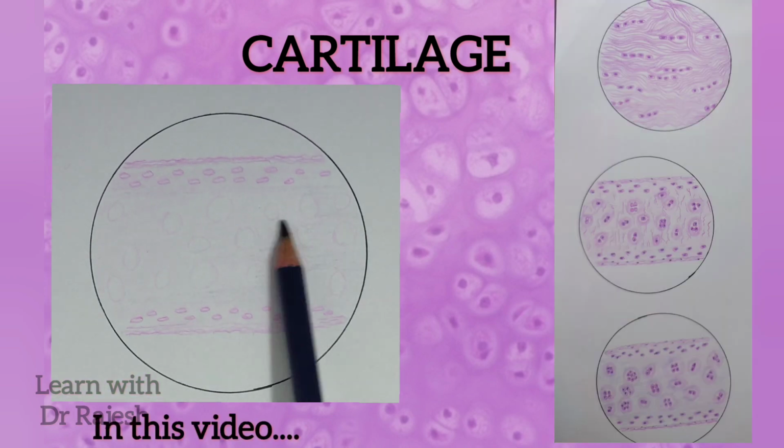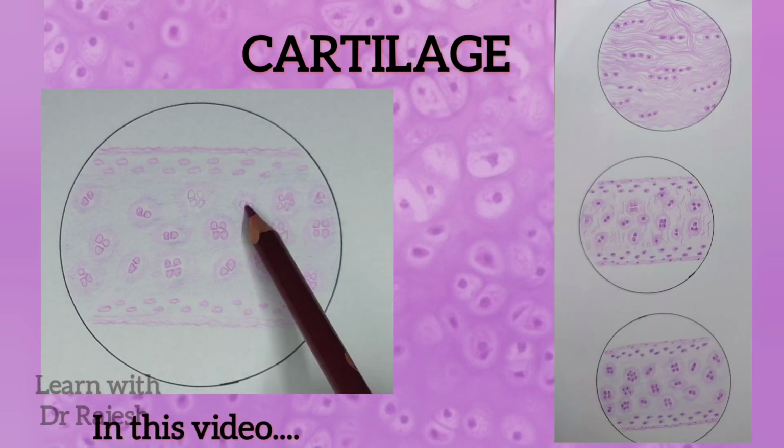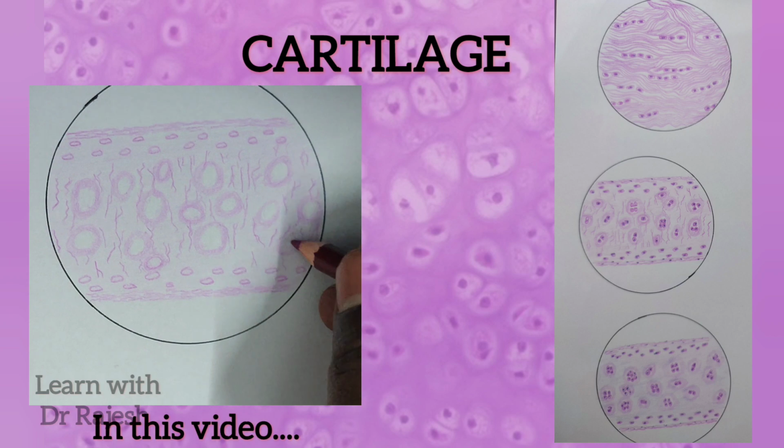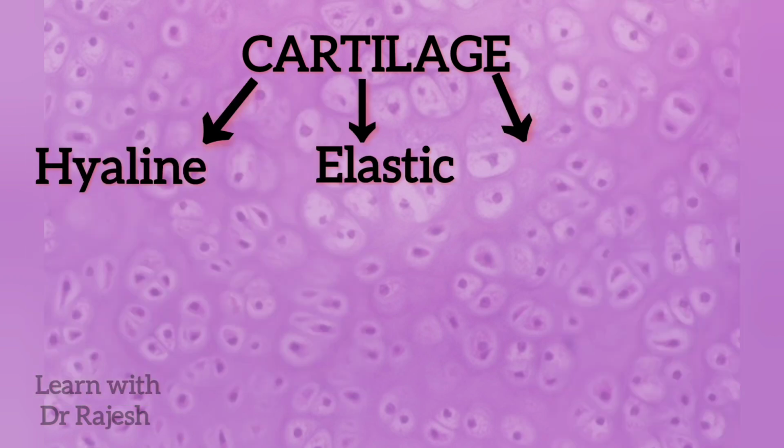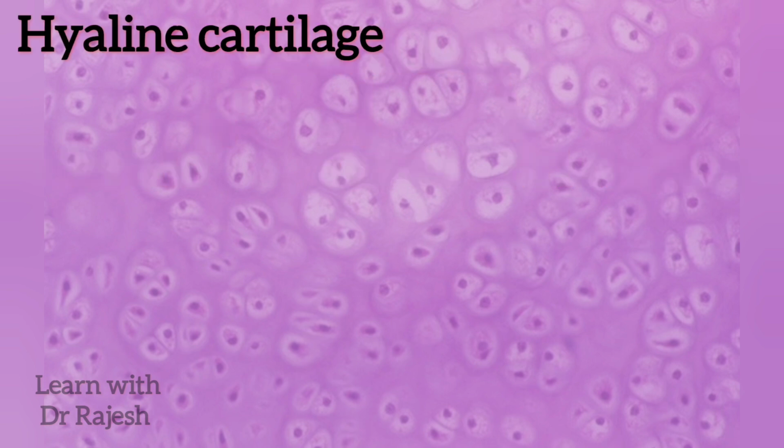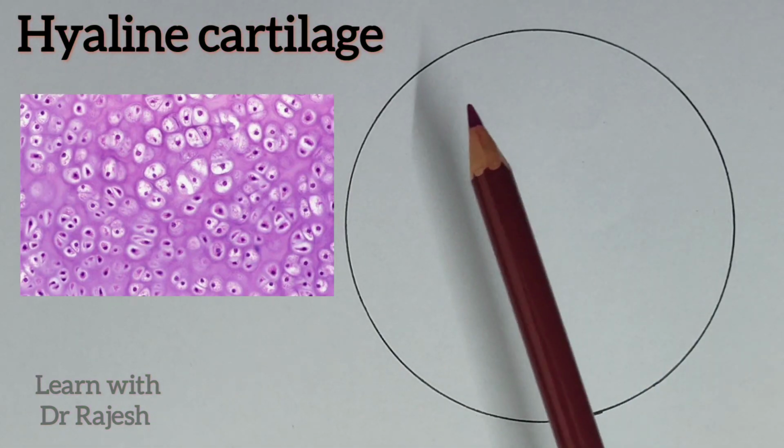Good morning. In today's video, let us study cartilage and how to draw them. Cartilage is mainly classified into three varieties: hyaline, elastic, and white fibrocartilage. First, let's learn about hyaline cartilage.